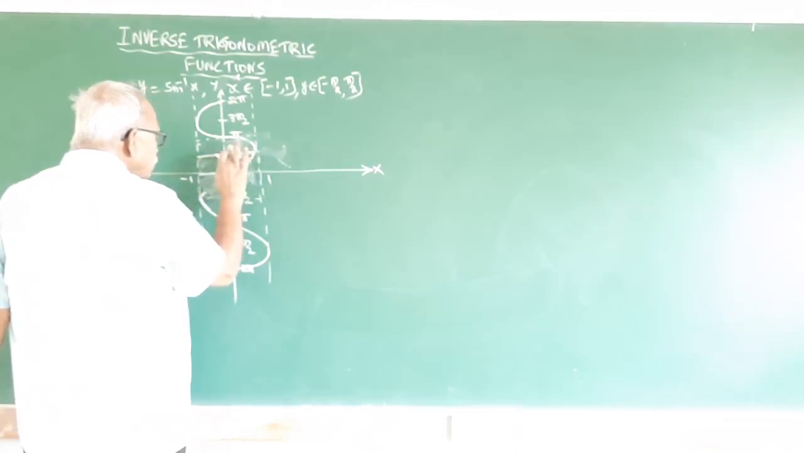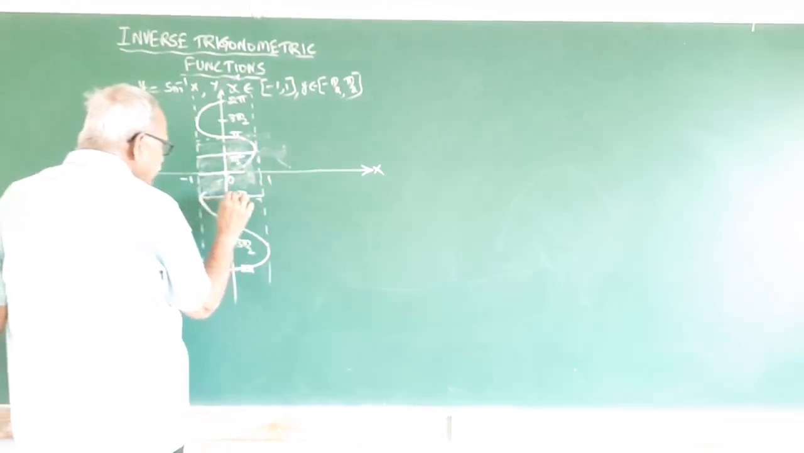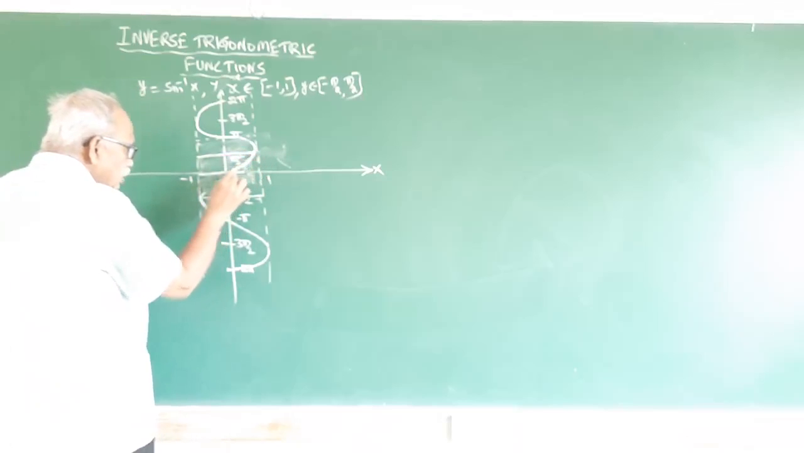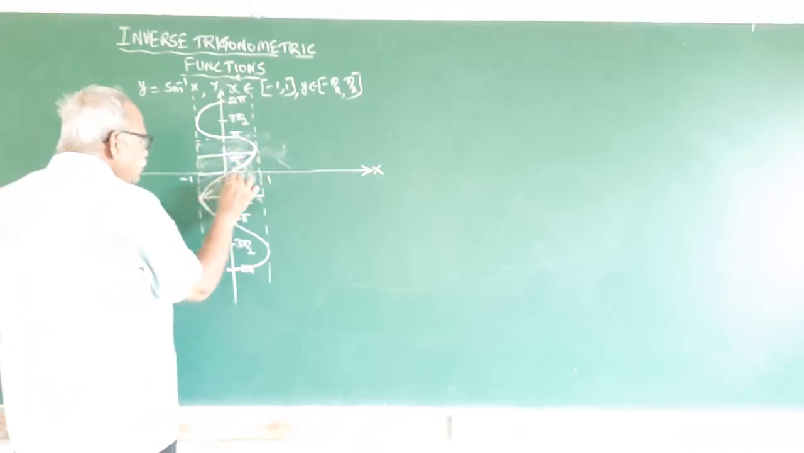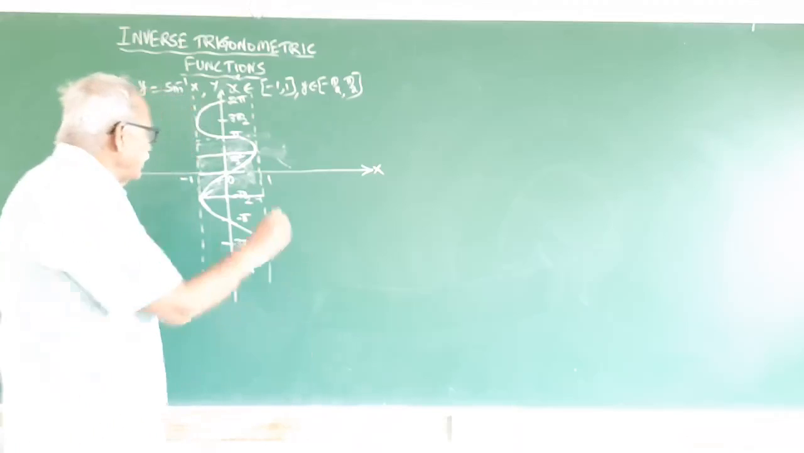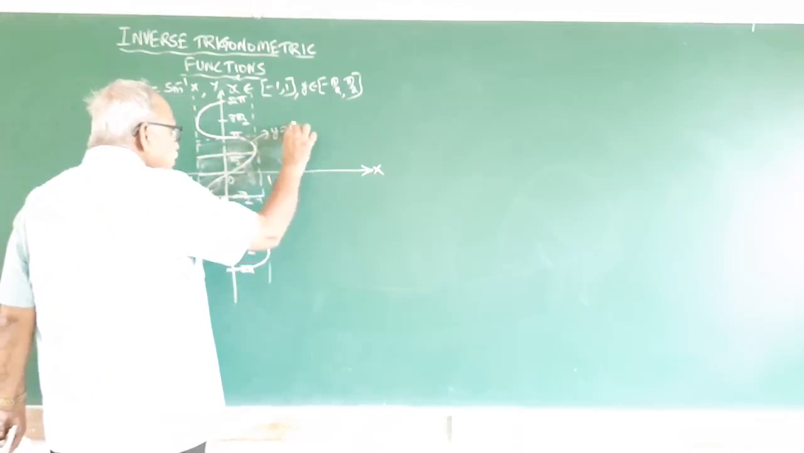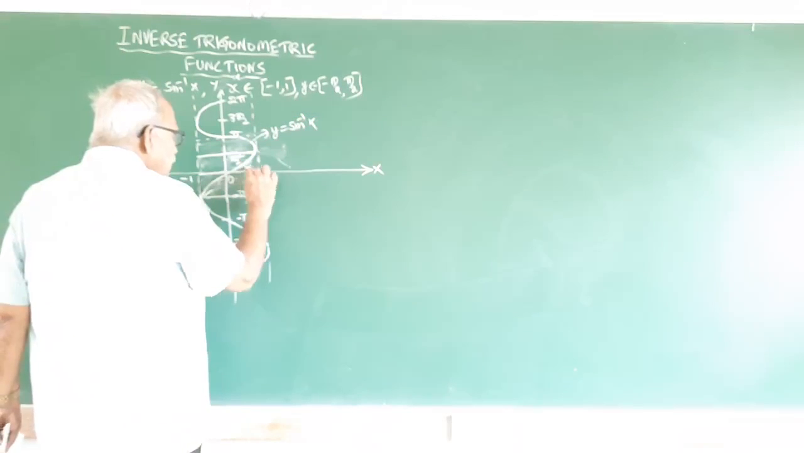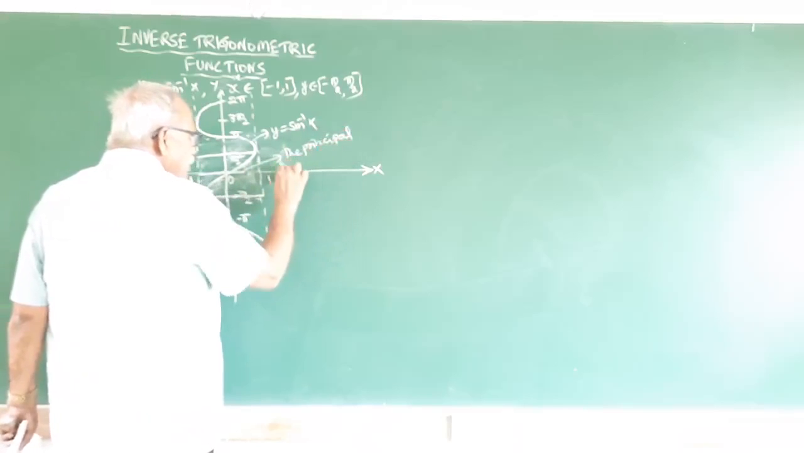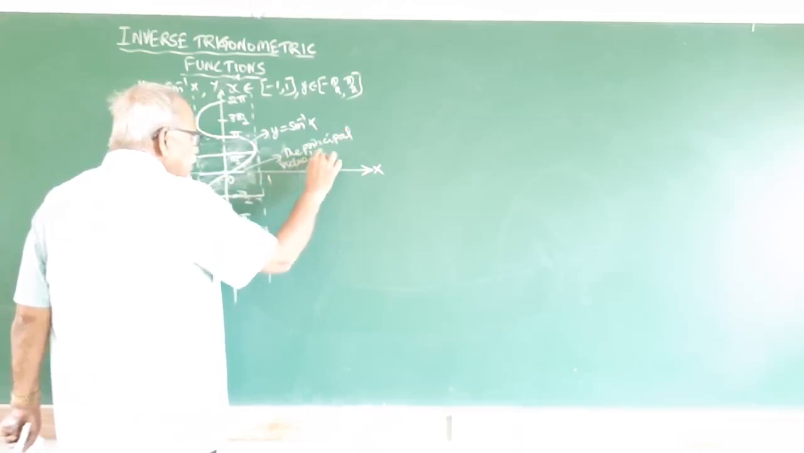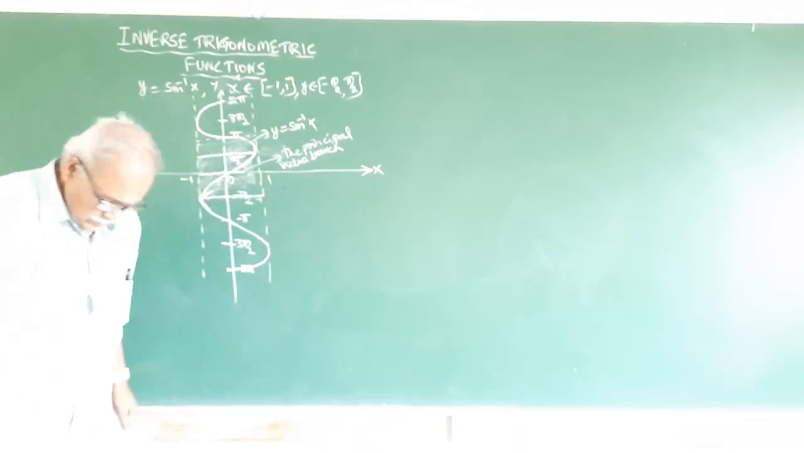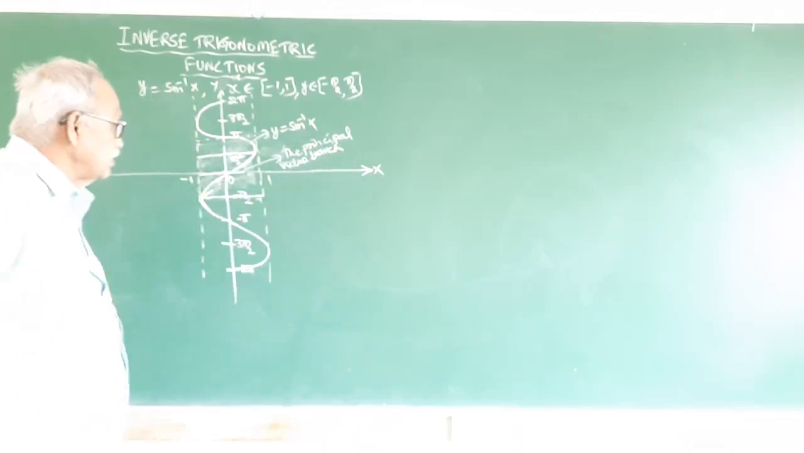Here it is -π/2. So this graph is called the principal value branch. It will be an S type graph. Mark this as y is equal to sine inverse of x, and this is the principal value branch.